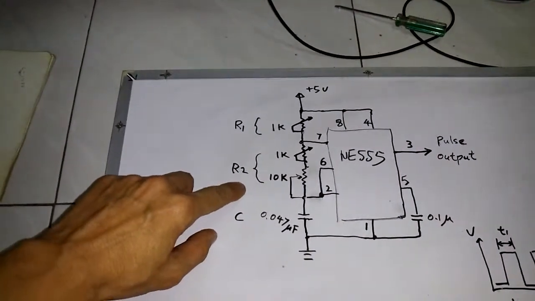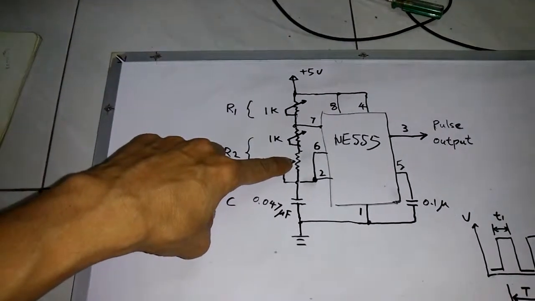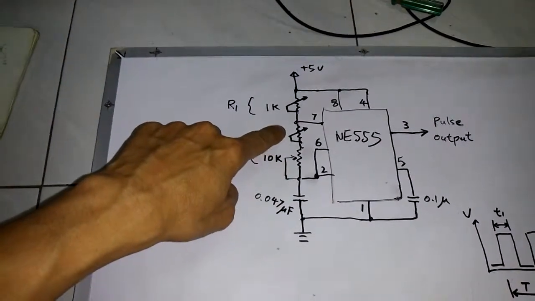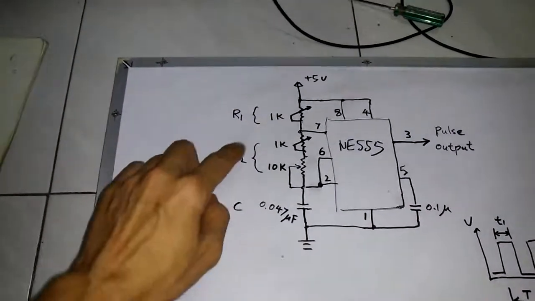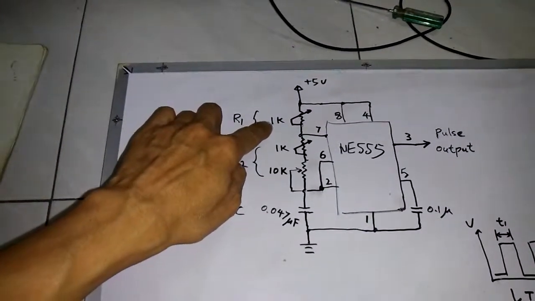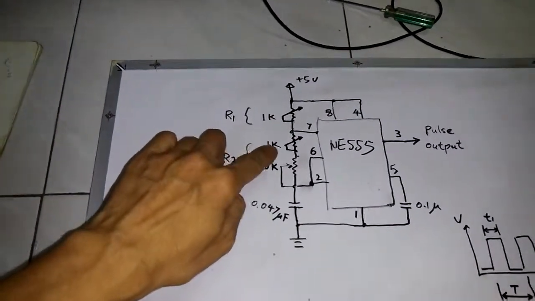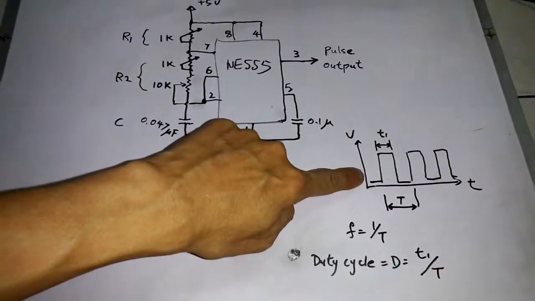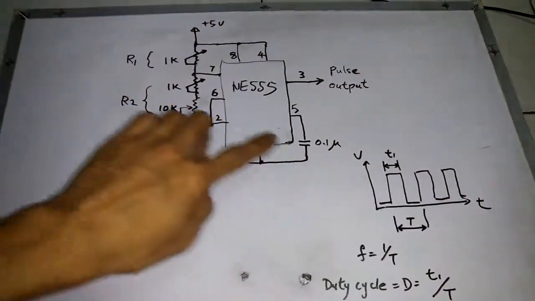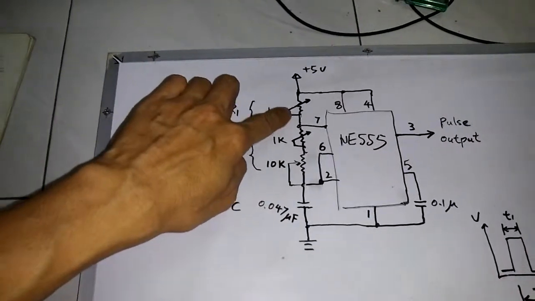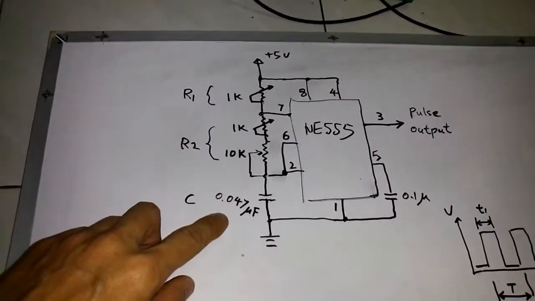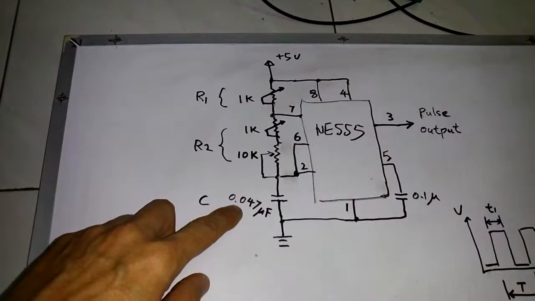And in the usual case, we set this. We use a variable resistor for this, 10k ohm, and we use a fixed resistor for these two. But in my circuit, I make these two resistors also variable resistors, so I can vary these two values to have a variation of the duty cycle. And after you fix these two values, you can insert a fixed resistor for them. And this capacitor, I use a 0.047 microfarad.